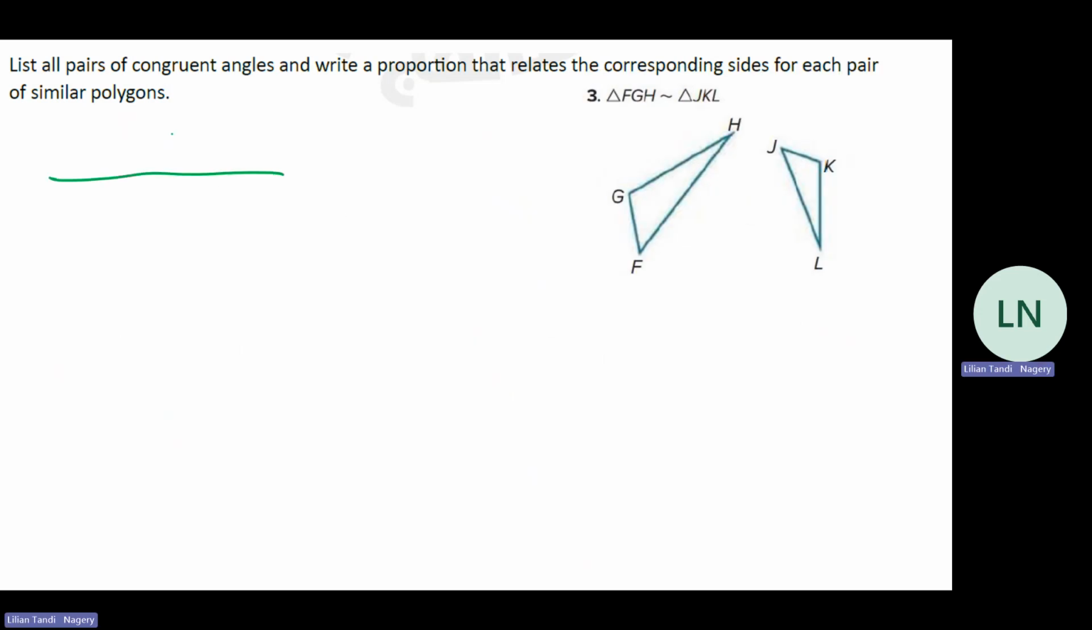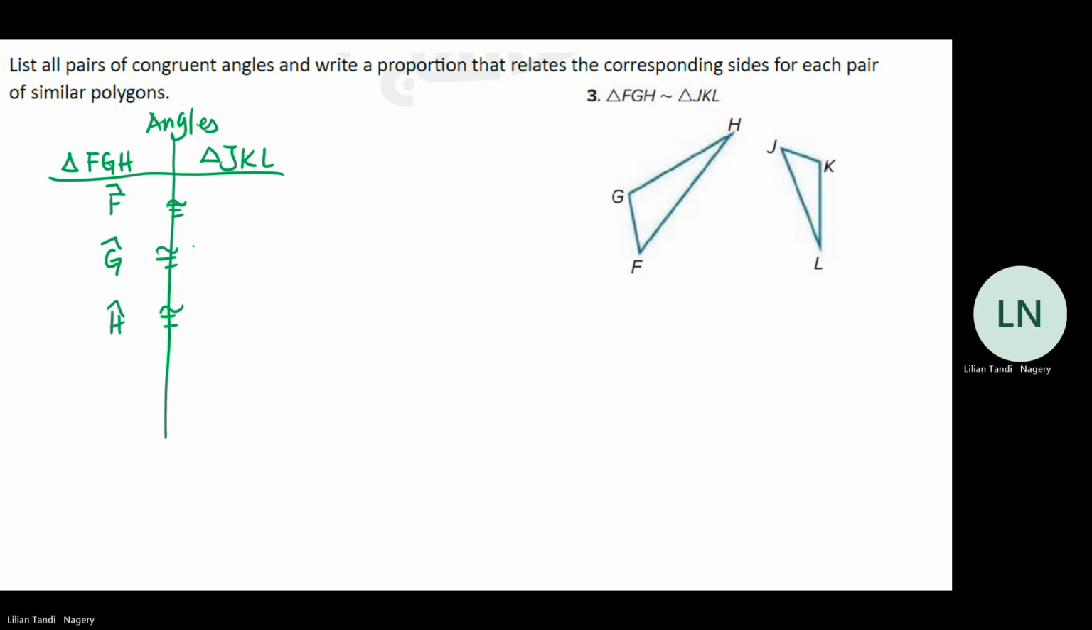Same thing here. Just draw your table. Here you have triangle FGH. Here you have triangle JKL. Angle F. Make sure you write here angles. And they told you they're congruent. So the sign, angle F, angle G, angle H. Then F is with J. G is with K. H is with L. Like that.